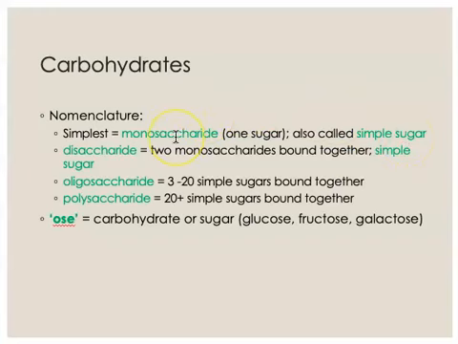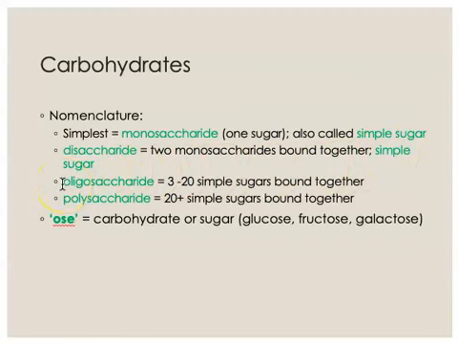If we take 2 monosaccharides and we join them together covalently, we create what's called a disaccharide, di meaning 2. Disaccharides, such as lactose or milk sugar, which is made of 1 molecule of glucose bound to 1 molecule of galactose. Disaccharides are also sometimes called simple sugars. Simple sugars are relatively easy to digest.